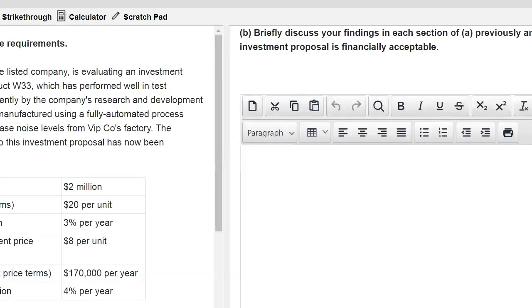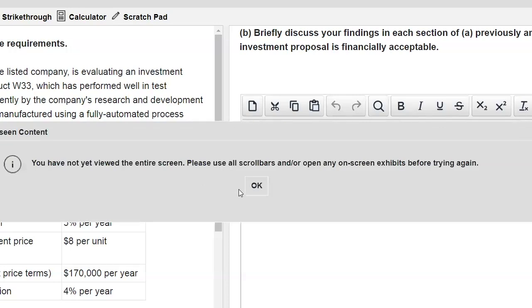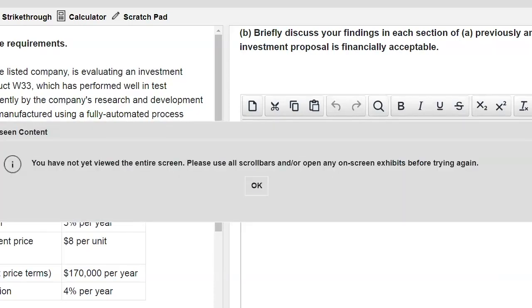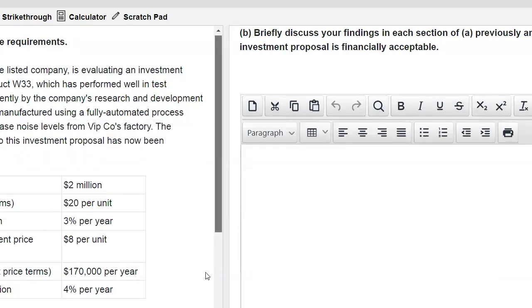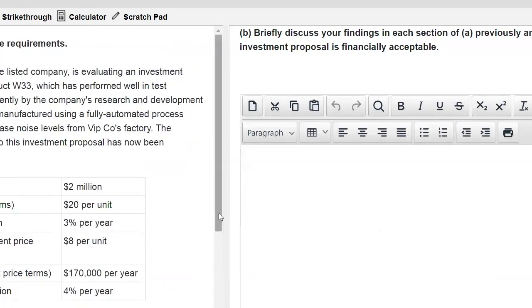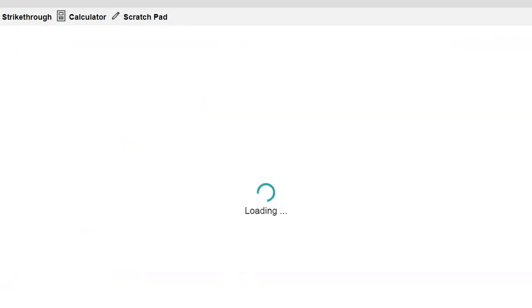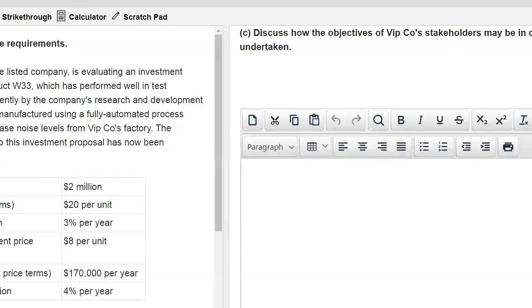And this is the second part of the first question, which requires you to briefly discuss your findings in each of the sections. Here you need to discuss, so you are given a Word format. Then you will have part C of the first constructive response question, and that is the last part of the first constructive response question.